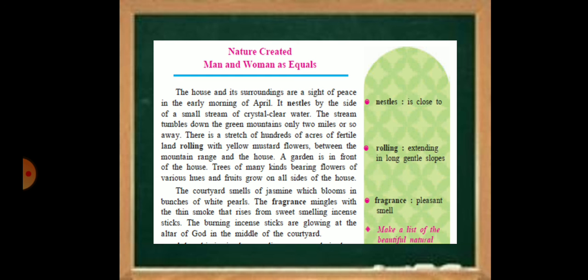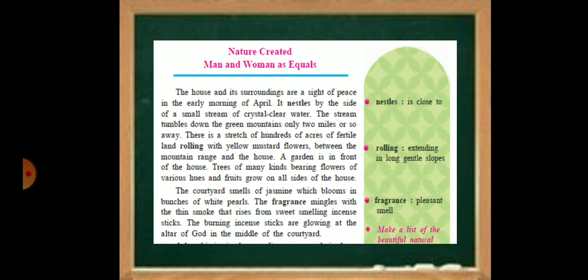For example, the village nestles in the wooden hills, means it is very close to the hills. So the meaning of nestle means it is very close to. Okay, close to what? A small stream of crystal clear water. What is crystal clear? It is completely transparent. Okay, so the stream tumbles down the green mountains. Tumbles down means come forcefully or falls suddenly downwards because of the slope.